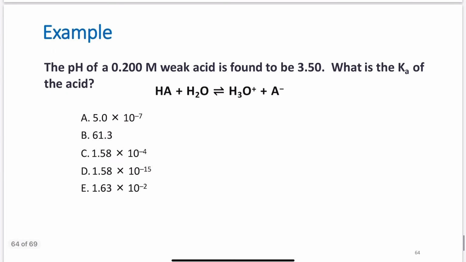Okay, let's work some examples. Actually, I have room on the page. The pH of a 0.200 molar weak acid is found to be 3.50. What is the Ka? Well, how do I find Ka?